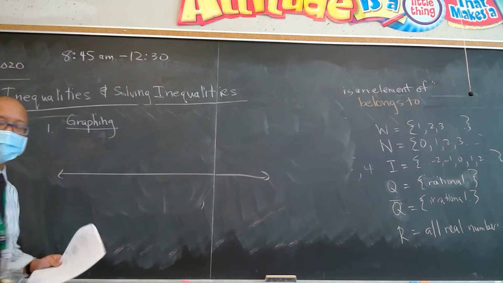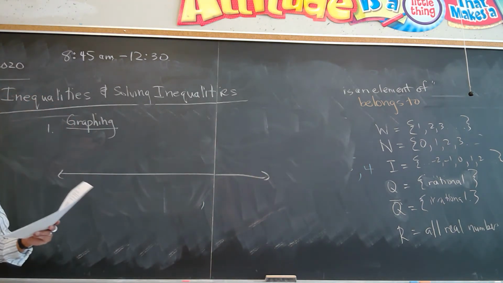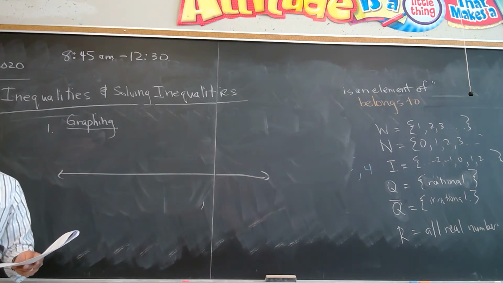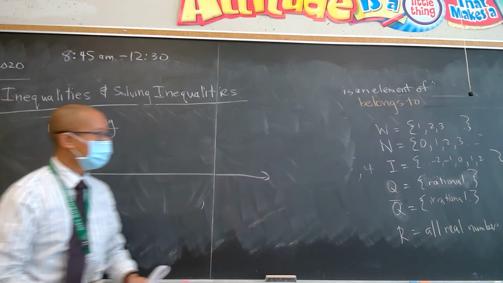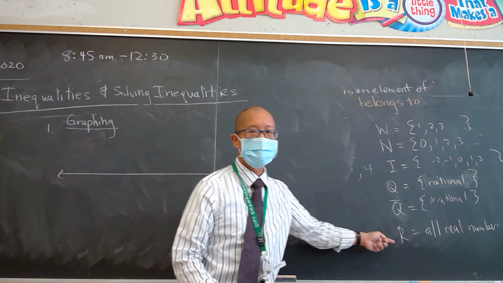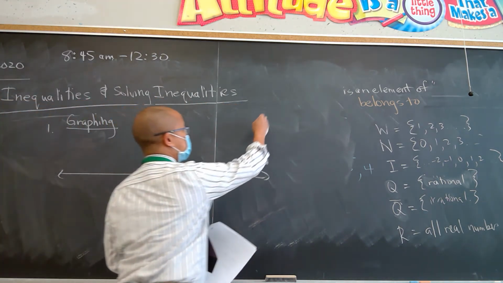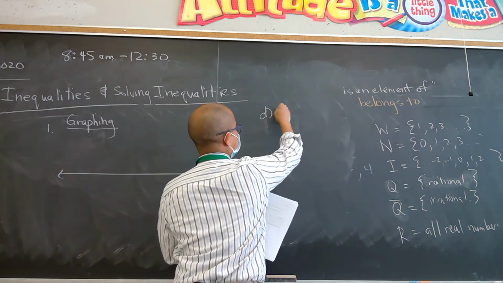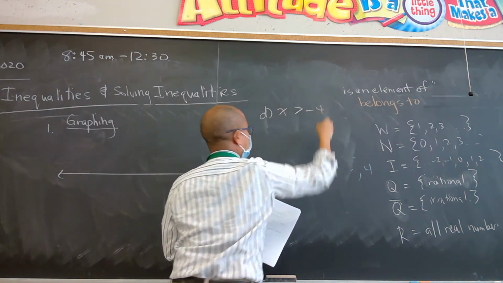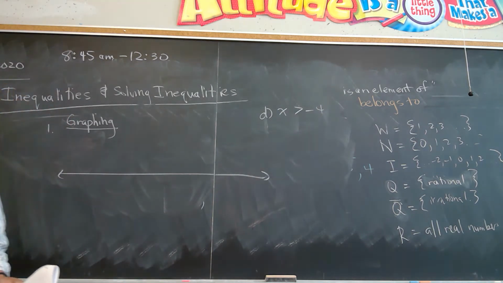And this time the class is going to help us out. Notice for question D, E, and F, they're all x belongs to all real numbers, right? So I'll help you. Maybe I'll help you with the first one. Question D says x is greater than negative 4.